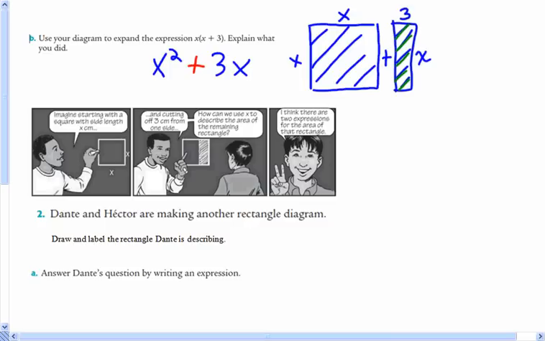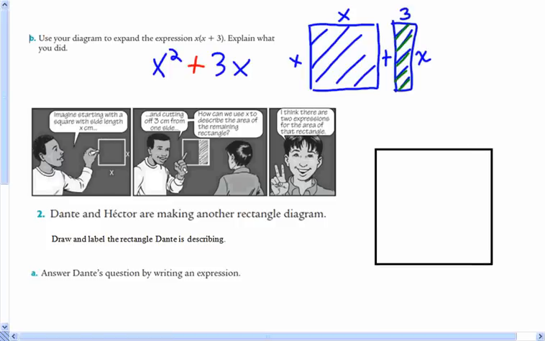Now Dante and Hector are making another rectangle diagram. If you look at what Dante's doing, he says start with a square. I'll draw it over here again. So we're going to start with the square. I'll try and draw a nice perfect square for you. There's a square. And he says cut off 3 centimeters from one side. Before I do that, I'm going to label. So this side is x, and this whole length is x.